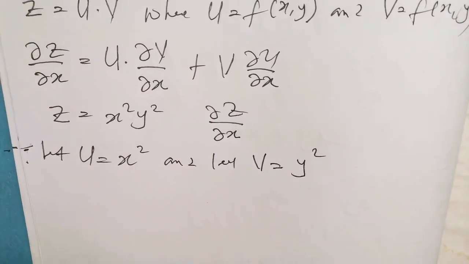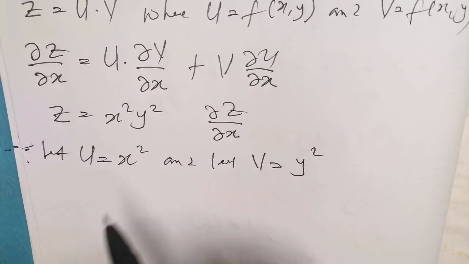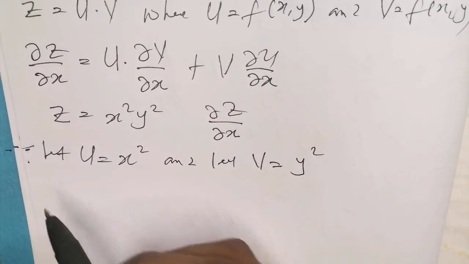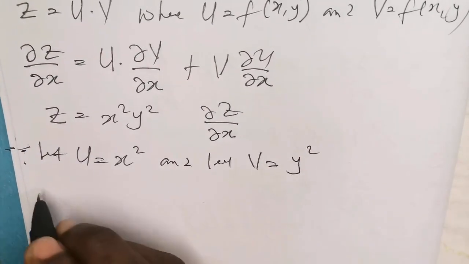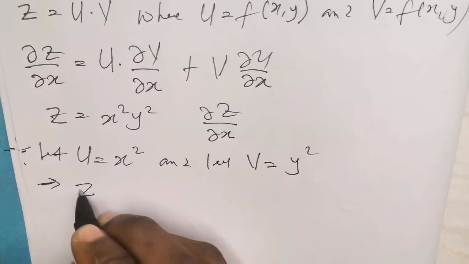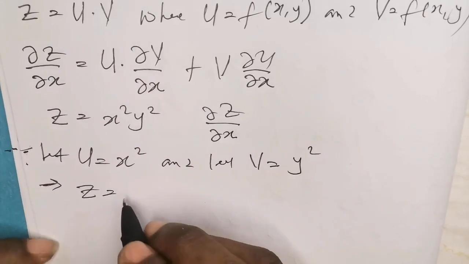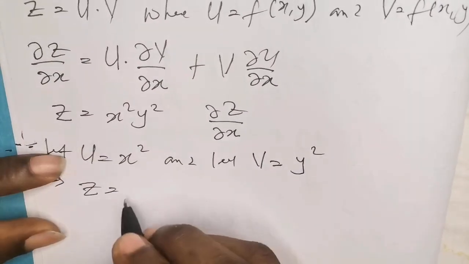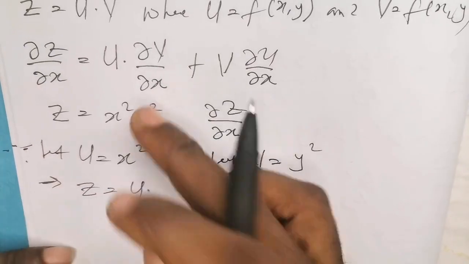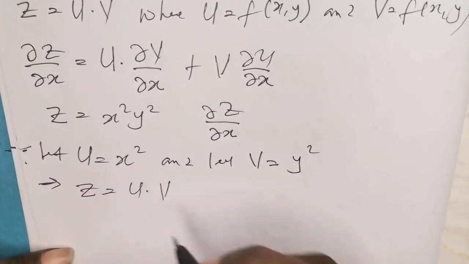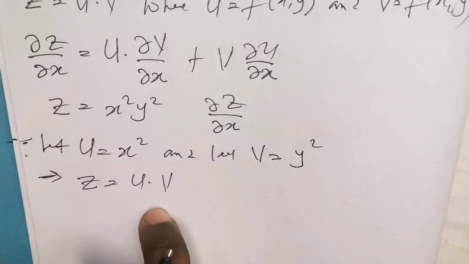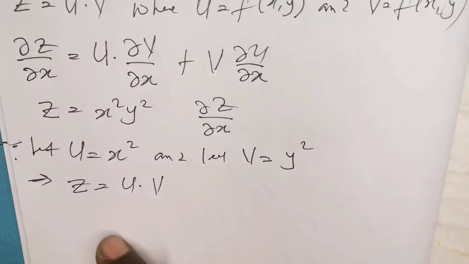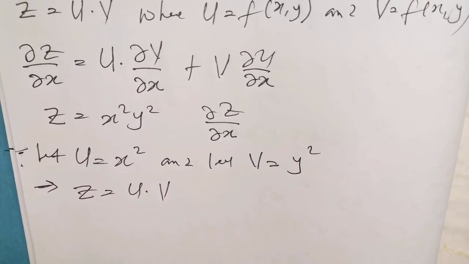Now, if I do this, I have assigned X squared to be U, and I have assigned Y squared to be what? V. This simply means that Z is now what? Z is now, in place of x squared is U, so I have U times, in place of y squared is V, so Z is now the product of U and V, which means I am going to be employing the product rule to solving this problem.